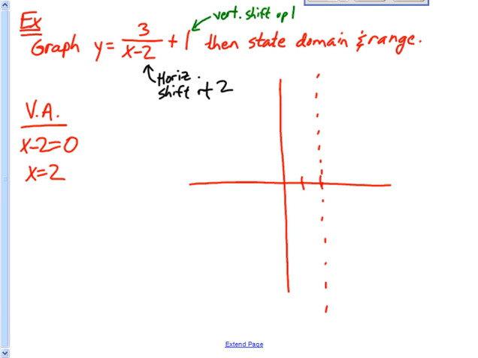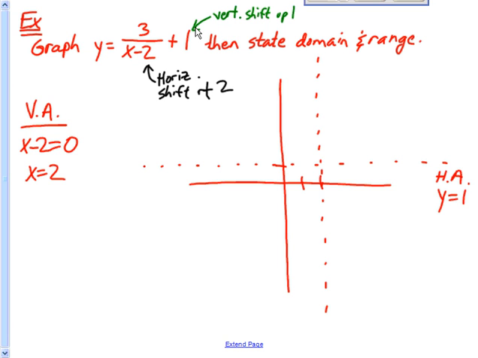And you notice this thing has been bumped up 1, hasn't it? So the former horizontal asymptote of y equals 0 has now been bumped up to y equals 1. Okay. So you have this horizontal asymptote having been bumped up 1. And you would see that if you start plotting some points here.